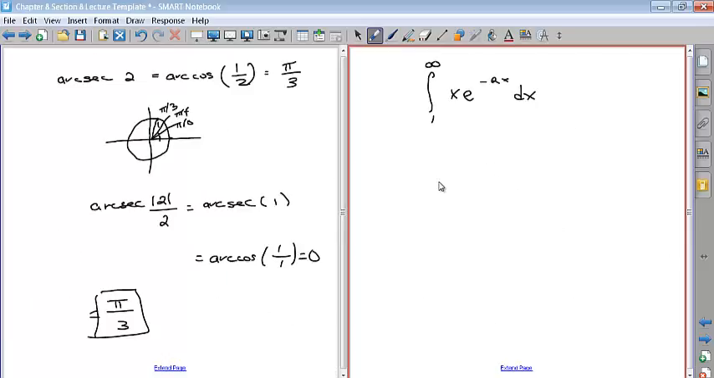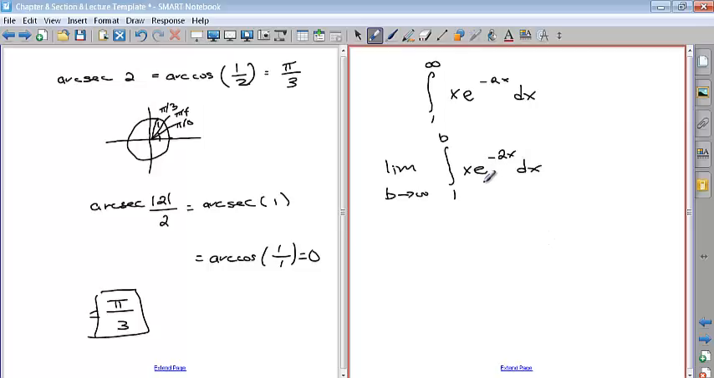And then the final one we're going to do is this one, which is kind of like the one we did earlier, except we're integrating from 1 to infinity instead of from 0 to infinity, and we have an exponent of negative 2x. The other one was, I think, negative a half x. So again, this is a case where the limit is infinity. So you're going to take the limit as b goes to infinity of the integral from 1 to b of x times e to the minus 2x dx.